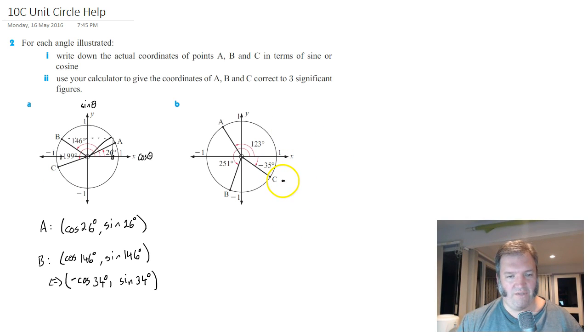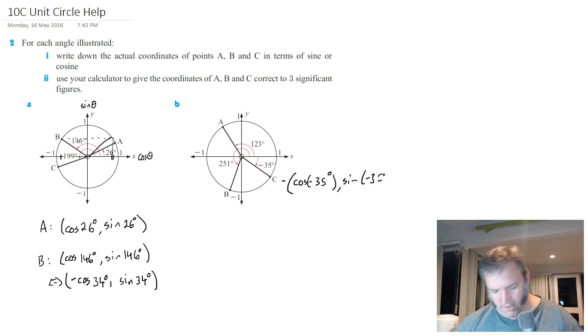If I have a look at part B, angle C, the coordinates of that point would be cosine of negative 35 degrees and the sine of negative 35 degrees. Nothing really special about that.